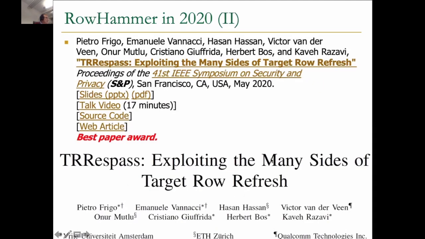This work is something we have collaborated on with folks at Kavar Azavi and at Vrije University in Amsterdam to show that existing mitigations that are advertised to be not vulnerable to RowHammer are actually vulnerable to RowHammer, and we're going to talk about this first.